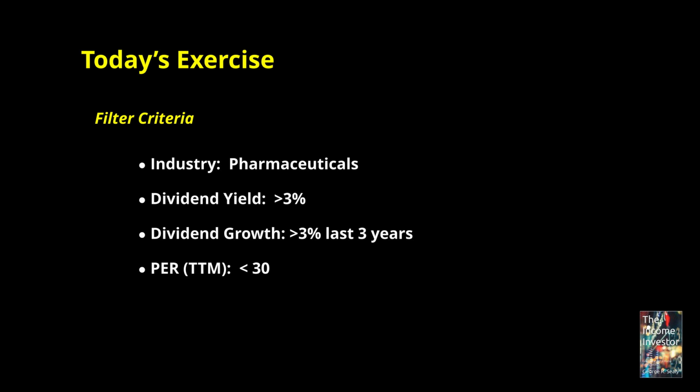Regulations are industry-related. Companies in a sector have similar debt structures. They have similar types of products. Therefore, the final results list will make for better comparisons for investment purposes. The dividend yield should be greater than 3%. The dividend growth over the last 3 years should be greater than 3%. The price-earnings ratio over the trailing 12 months should be less than 30.